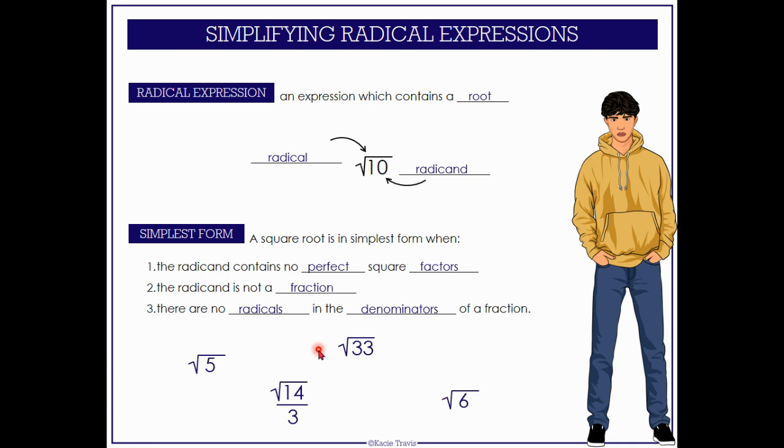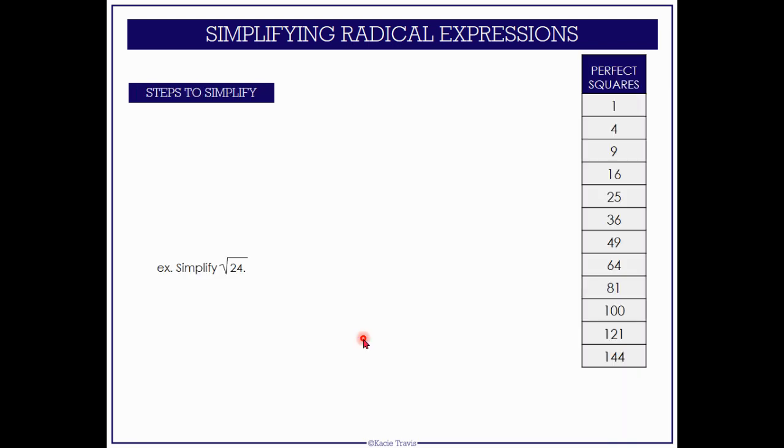So when we're looking at things being in simplest form, the number underneath it can't be broken down into a perfect square and something else. And it cannot be in the denominator of a fraction or just have a fraction underneath the symbol in general. Okay. All right. Let's get into some steps so that we can start to simplify.